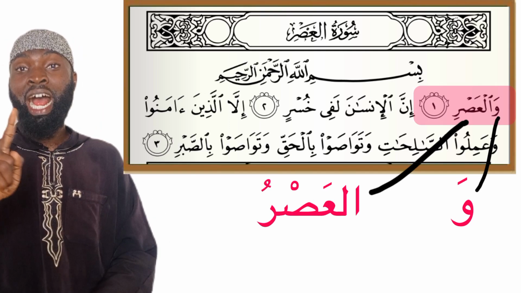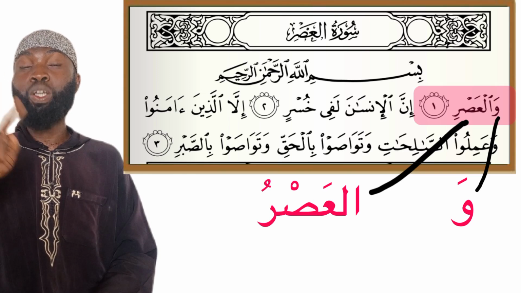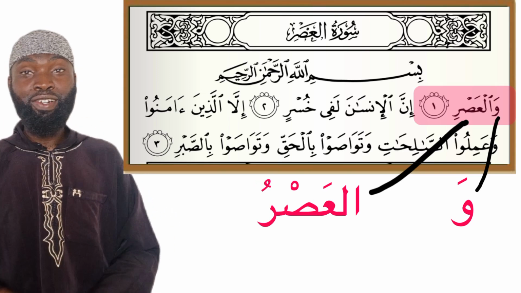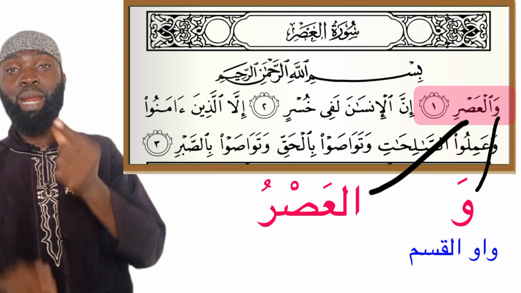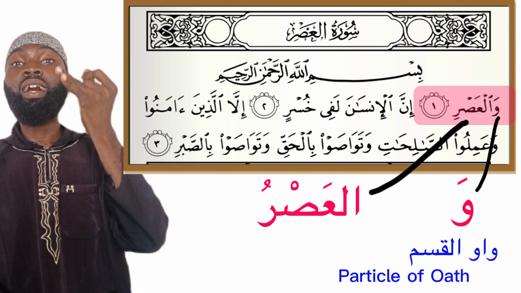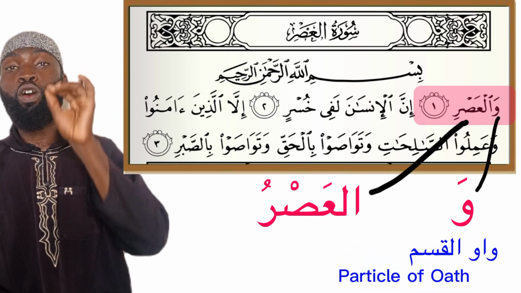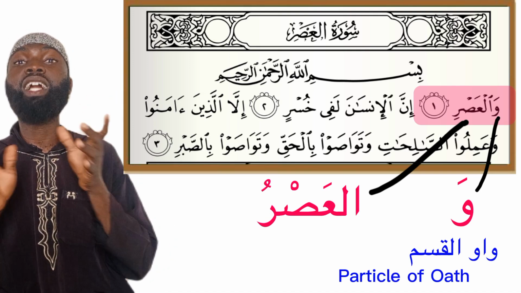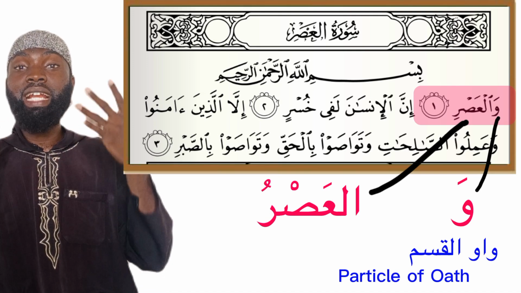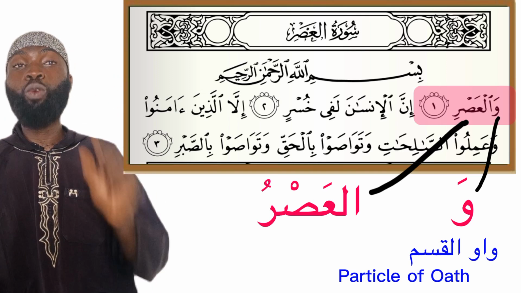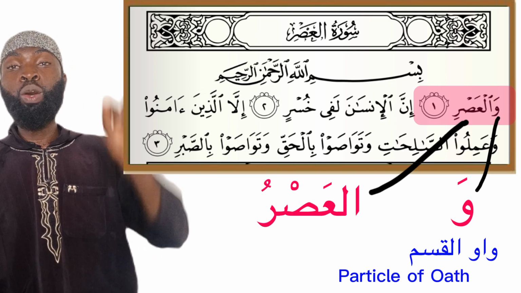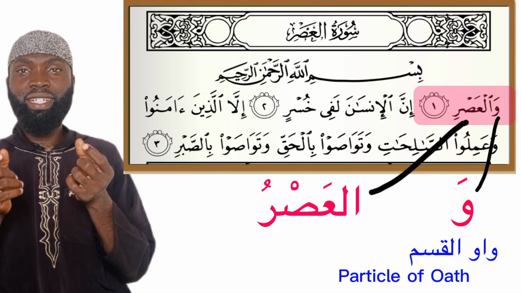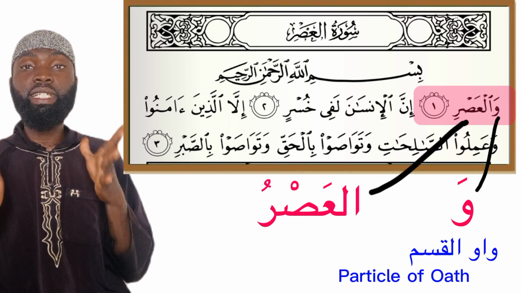But here this wa is not a conjunction particle as we know. This wa does not mean and. This wa is called harfu jarrin, a preposition, wa qasamin, a particle of oath. Allah subhanahu wa ta'ala uses it a lot in the Quran in making an oath, in swearing, like when you see Wadduha, Washamsi, Wal Qamari, and the likes of it. And in a lot of places you will see this.